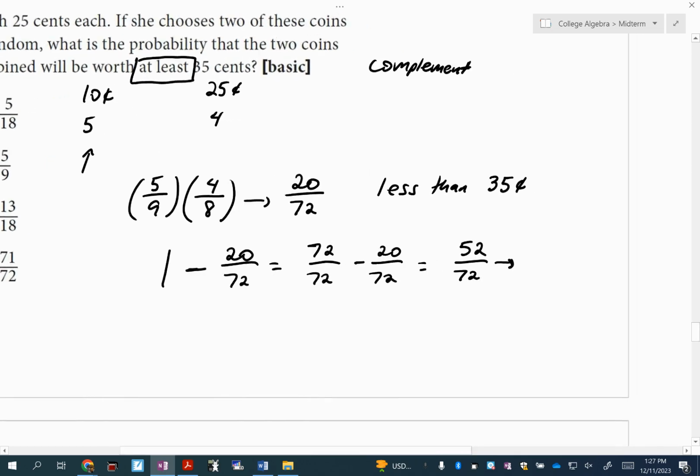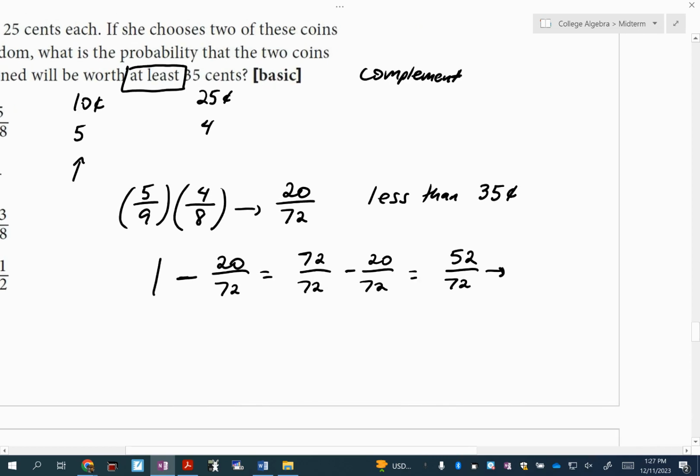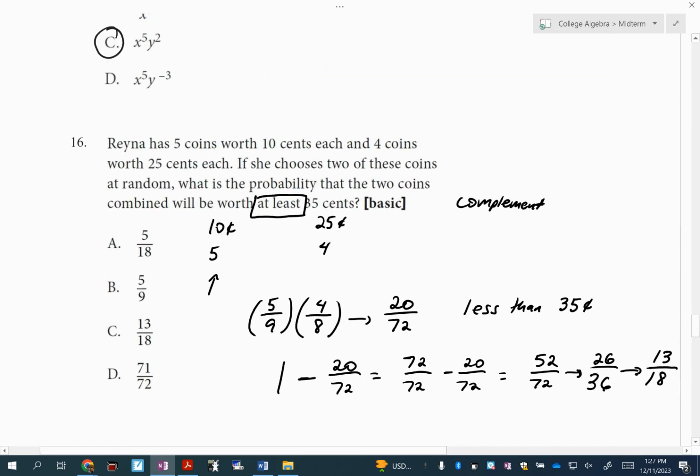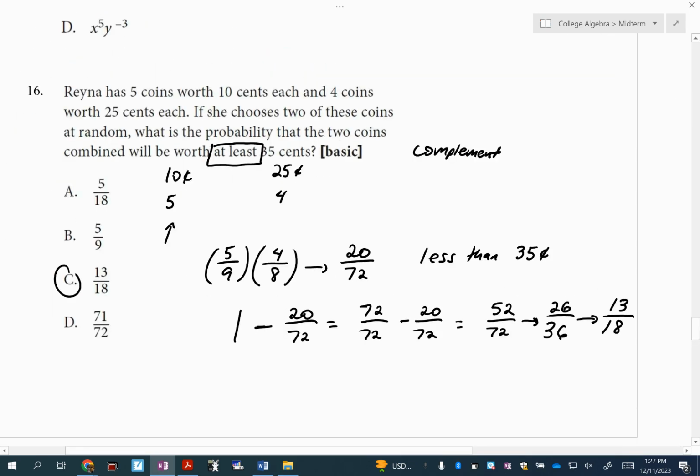All right, you can actually, let's see. I'm having a little trouble with this. So I'm going to divide by, I think you do 36. No, I can't do 36. So I'm going to divide by 2 to get, what is that going to be? 36 on the bottom. Divide by 2 gives me 26. There we go. Divide by 2 again, I get 13 over 18. So the answer is going to be 13/18, or C.